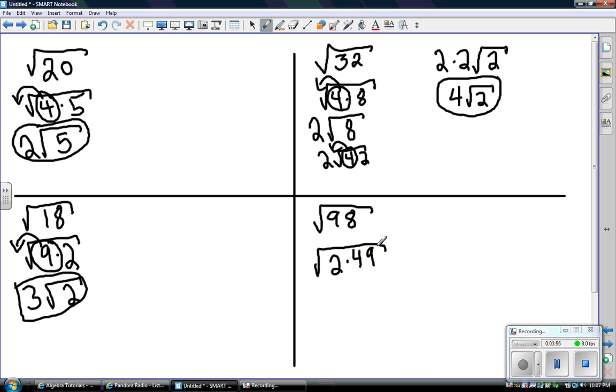But look here, 49 is actually a perfect square. It's 7 times 7. So since I know that 49 is 7 times 7, it means the square root of 49 is 7. And what we're left with on the inside is the 2. So this is our square root fully simplified. The square root of 98 is 7 times the square root of 2.